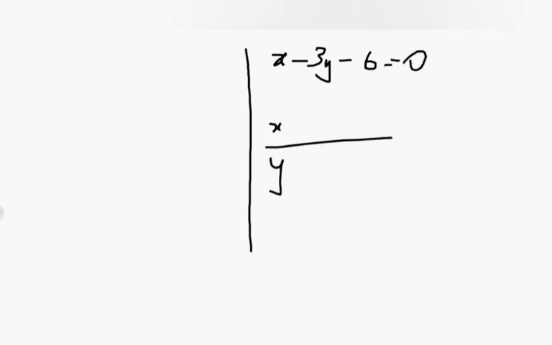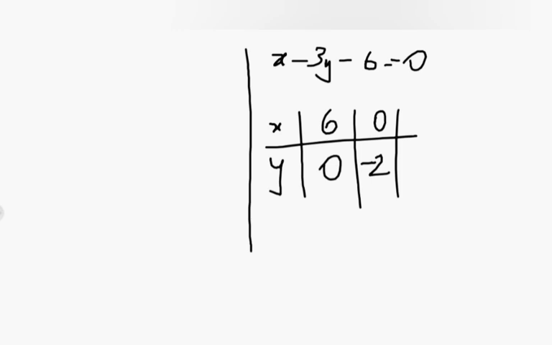So the next one was x minus 3y minus 6 is equal to 0. So we write x, y, we find the numbers. We can take y equals 0, then x becomes 6. We can take x equals 0, so y becomes minus 2.